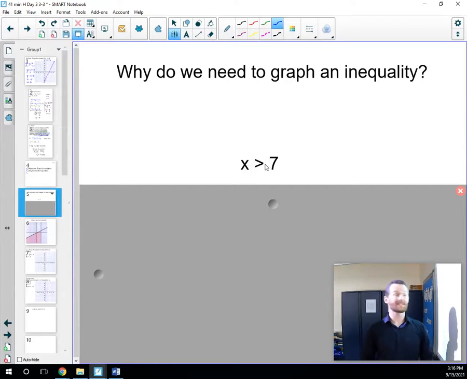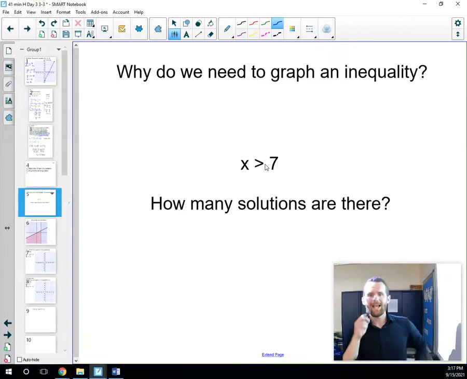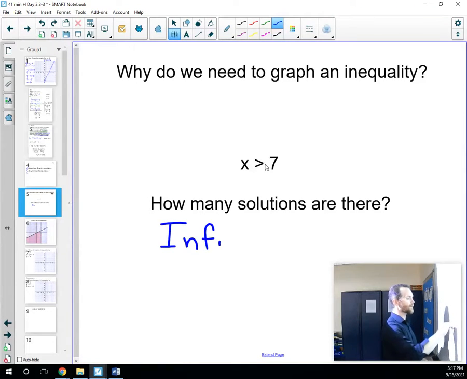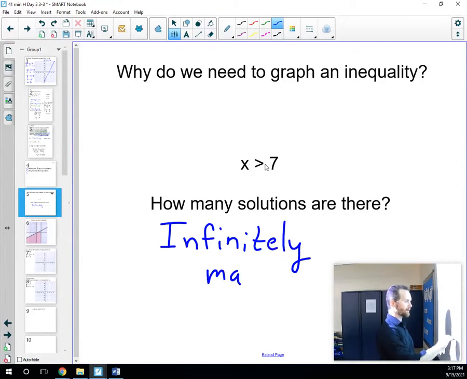We've got x is greater than 7. This is about the simplest inequality you could have. My question to you is, how many solutions are there to x is greater than 7? Well, the answer is there's infinitely many. We cannot sit here and list all of the solutions because we'd be here forever. There are infinitely many numbers that are bigger than 7. That's why we need to graph when we have an inequality, because there's not enough time in the world to list all the answers because there's an infinite number of solutions.